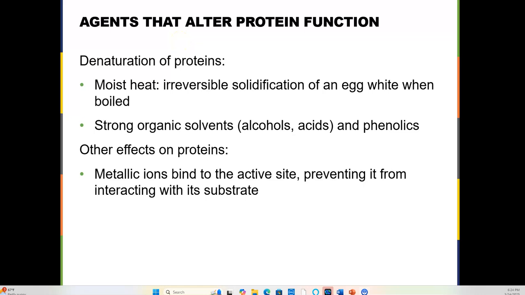Denaturing of protein. Moist heat is irreversible, like the irreversible solidification of an egg white. You can't get that back. Strong solvents like alcohols, acids, and phenolics will denature proteins. Other effects: metallic ions bind to the active site, preventing them from interacting with their substrates.